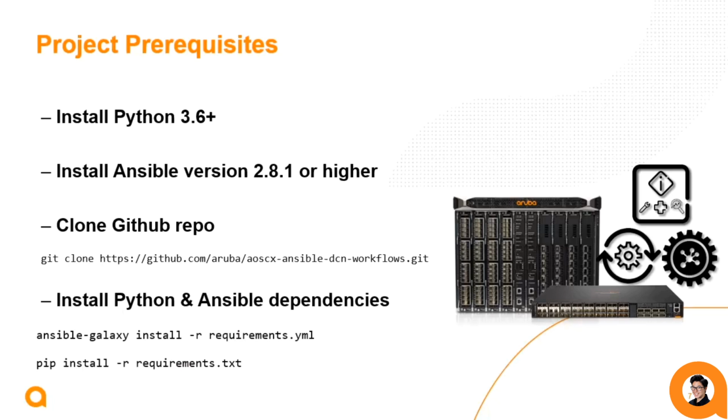To clone the GitHub repository, simply have Git installed on your machine and execute the git clone command followed by the repository. Now, once you have this repo cloned to your machine, it's time to install the required Python and Ansible dependencies. In the directory of the clone repository, you'll find the requirements.txt file, which outlines all the Python dependencies. Simply execute the pip install -r requirements.txt command, and pip will ensure you have all the required libraries installed.